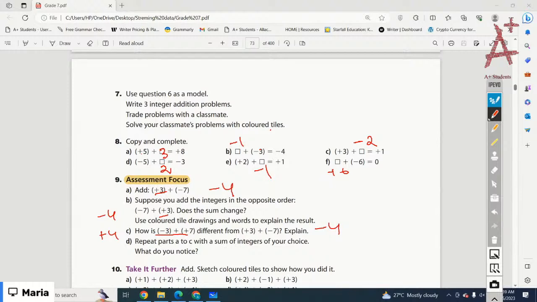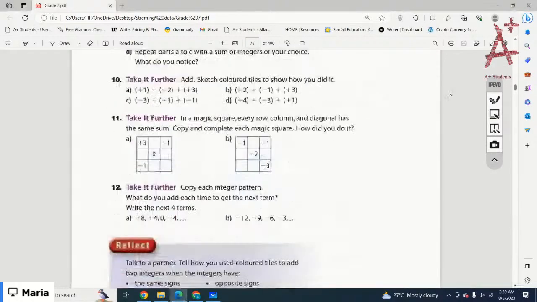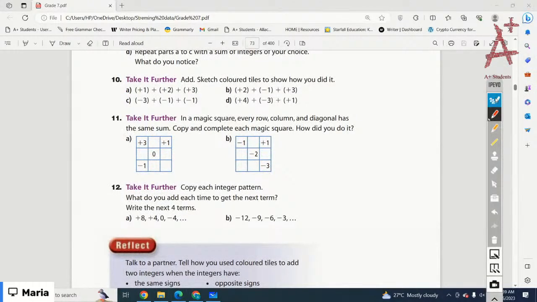Okay, the next one is question 10. Add, sketch colored tiles to show how you did it. Just make tiles of these numbers, right? And find the solution. All three are positive, so the answer would be positive 6.